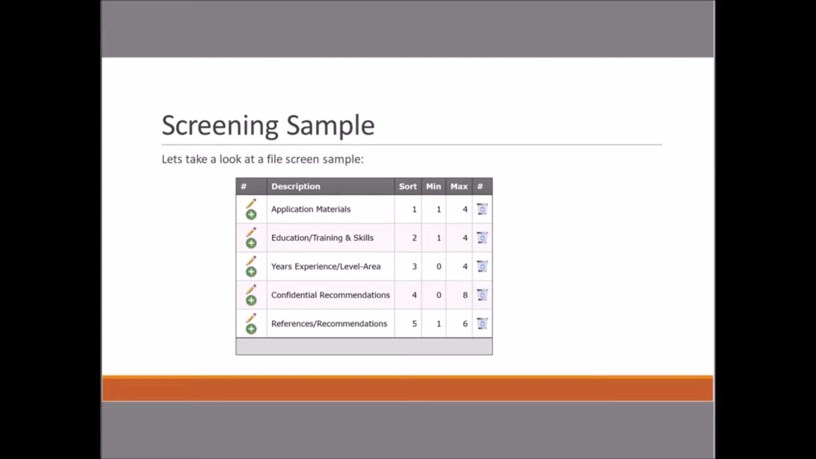One of the areas is going to be the application materials. They also want to look at the person's education. They've decided experience is an area they want to look at, as well as confidential recommendations. And this is how they've set it up in the system. But in addition to this, they provide their screeners with rubrics that really break down what they're looking for in each of these different areas. If we start with application materials, they've given it a score of 1 to 4.